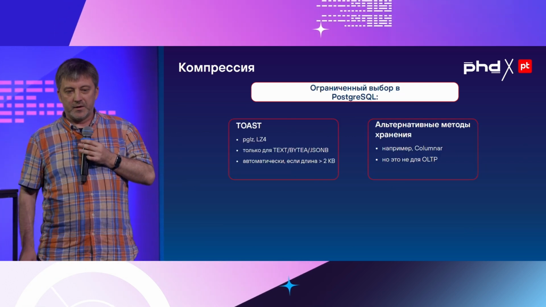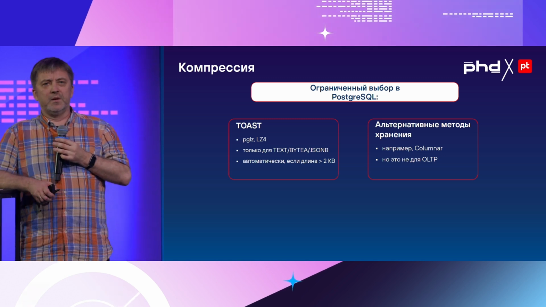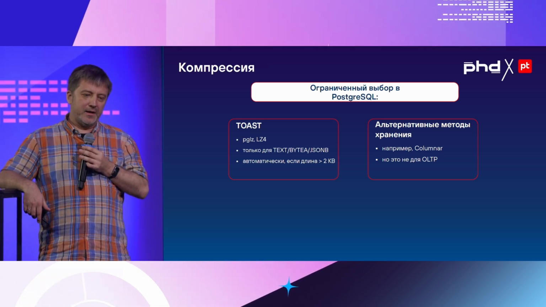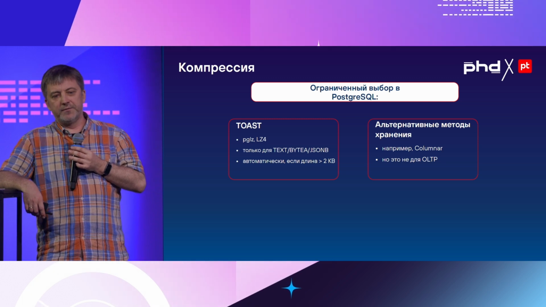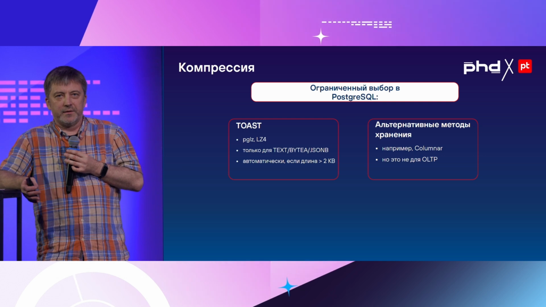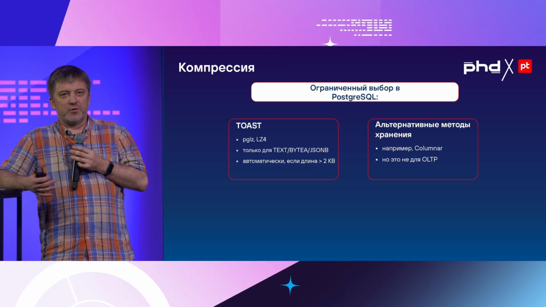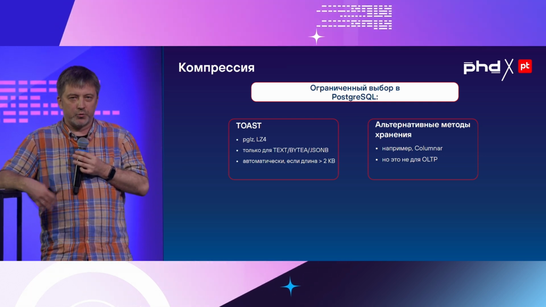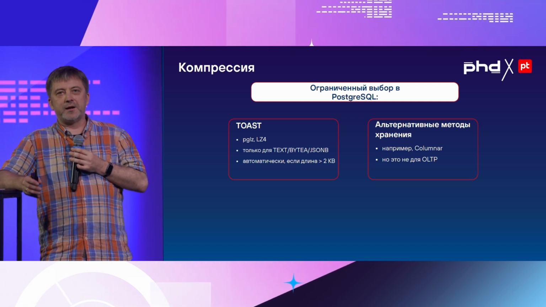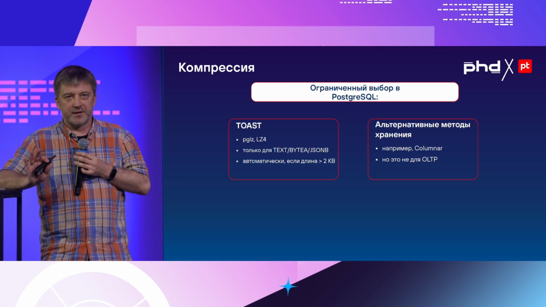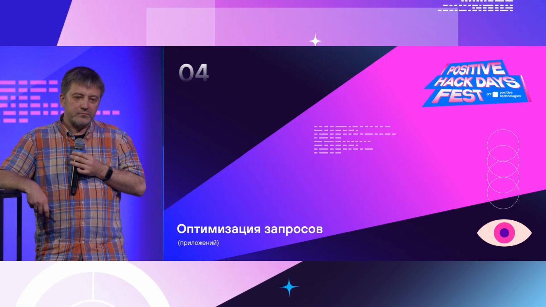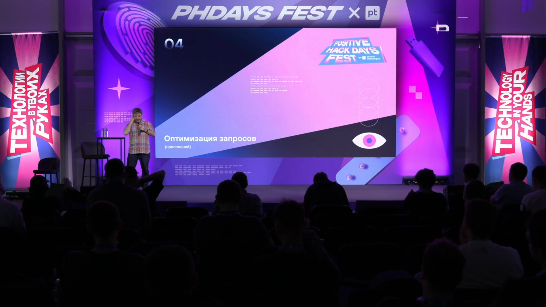And in MySQL, there's an even more advanced compression. In Postgres, the set of compression types is quite limited, and the user doesn't really have the capability and opportunity to change those. It all happens behind the scenes automatically. There are alternative storage systems such as columnar, but we're not covering them right now.